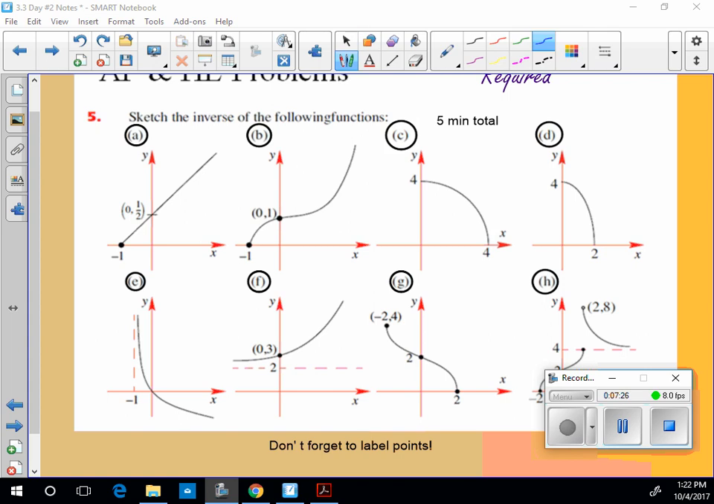Let's graph a couple of inverse functions. What do we say about x and y when we work with inverses? Take them and flip them. So any point that you see up here, you can go ahead and take and flip the x and y, and then we're going to sketch.